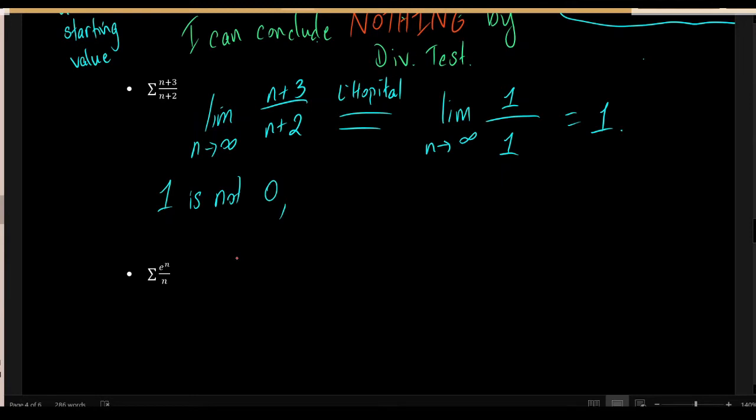So the divergence test is unlocked. The second part is unlocked because our sequence converged to a number that was non-zero. Therefore, it's safe to conclude by the divergence test that the associated series must diverge.